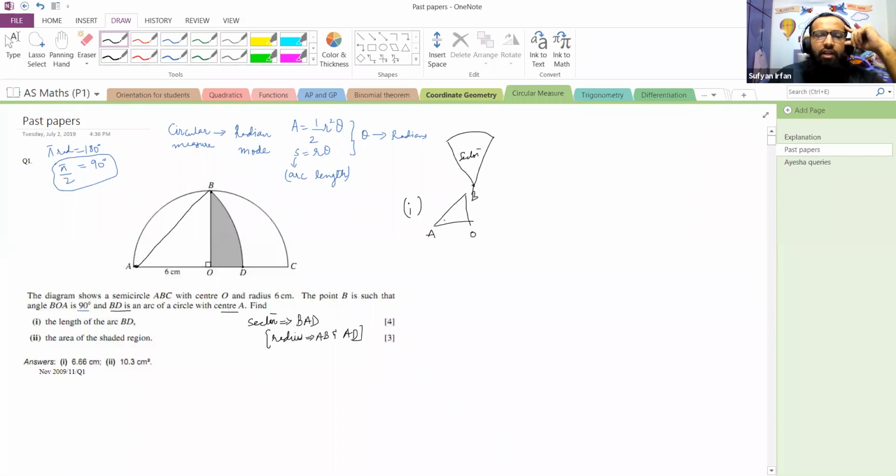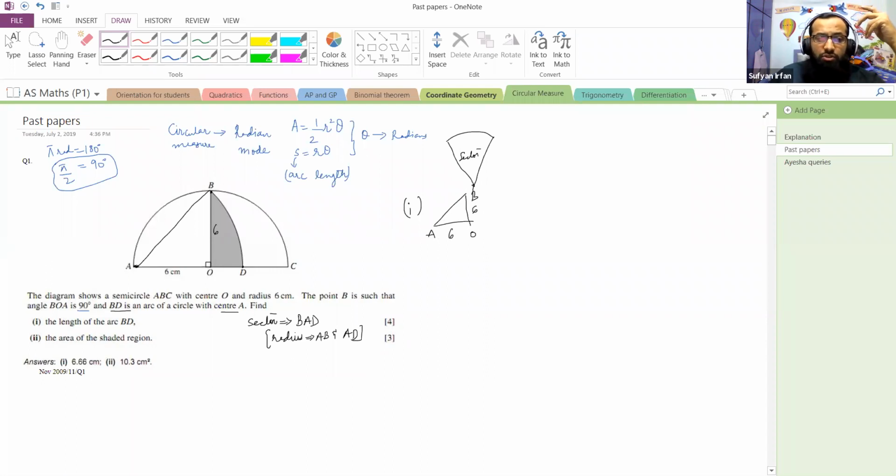AOB is a right angle triangle. O is the center of the semicircle. If OA is 6, what will be OB? Definitely OB will also be 6. If OA is 6, OB will also be 6. Why? Because O is the center of the semicircle and from center to the circumference will be radius.